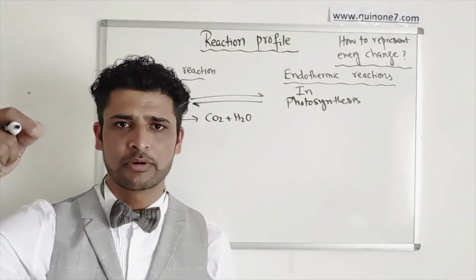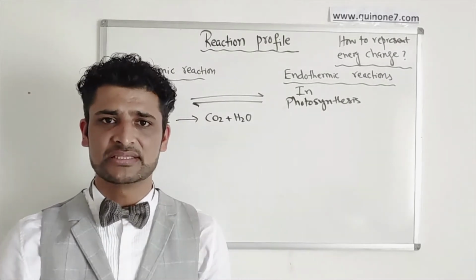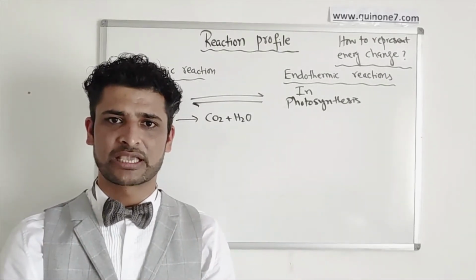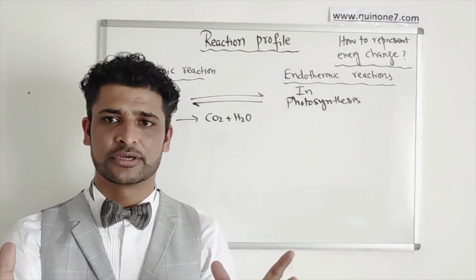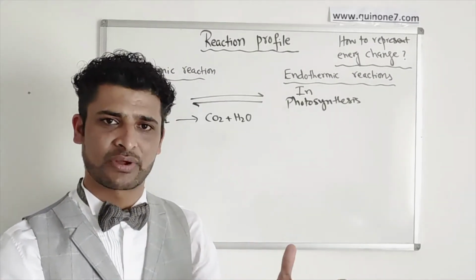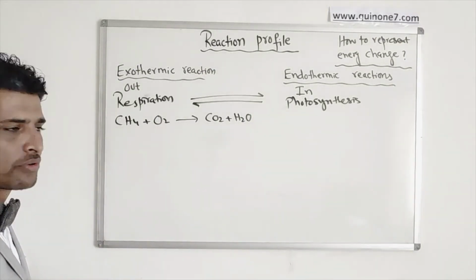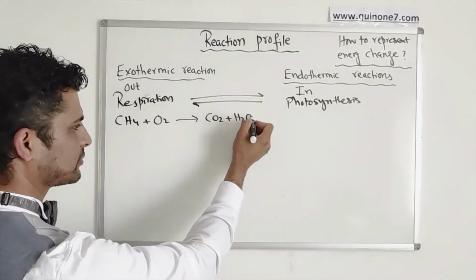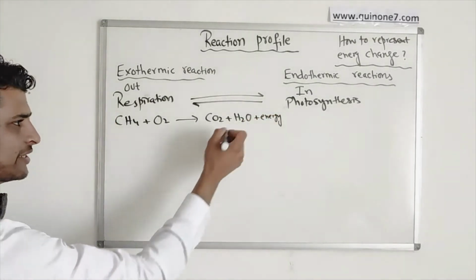Now you have the thermometer, which tells you the temperature is rising. So the system, meaning the test tube or container where you're doing the chemical reaction, should get warm or hotter, showing that the temperature is rising. In this case, when you burn methane gas with oxygen, it will produce carbon dioxide plus water plus energy. That is the energy we use.